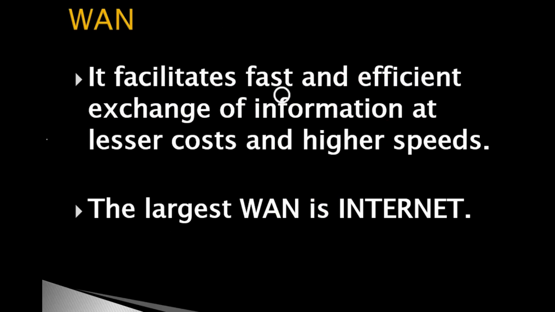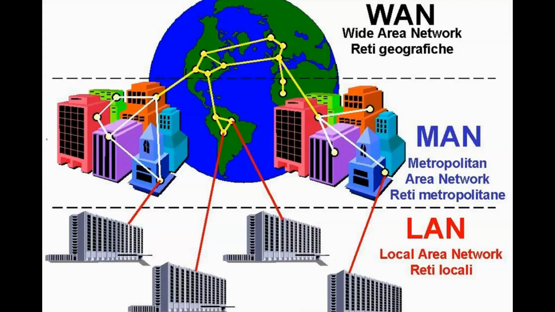It facilitates fast and efficient exchange of information at lesser cost and higher speeds. We are using this now. It is very fast and very efficient for exchanging information at lesser cost, and the speed is very high. The largest WAN, which I told you about in the previous slide, is the internet. This is your wide area network diagram.